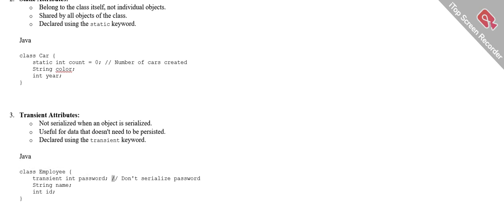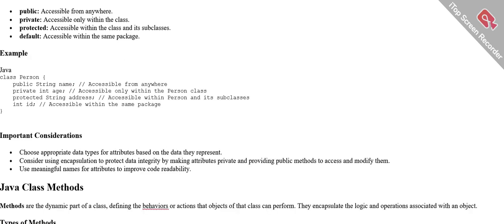Transient int password, don't serialize password. String name. Int ID. Access modifiers. You can control the visibility of attributes using access modifiers. Public, accessible from anywhere. Private, accessible only within the class. Protected, accessible within the class and its subclasses. Default, accessible within the same package.